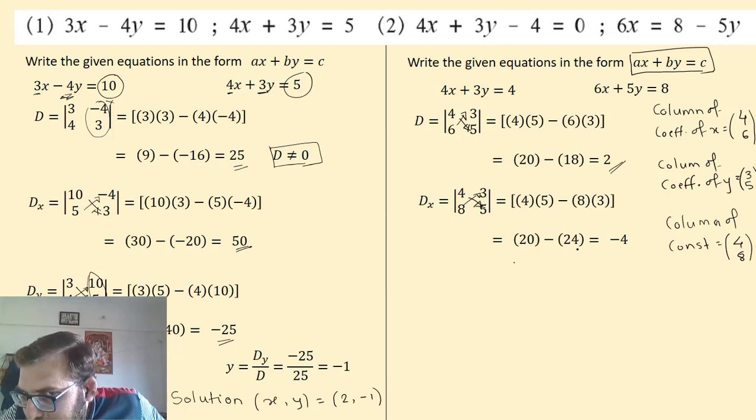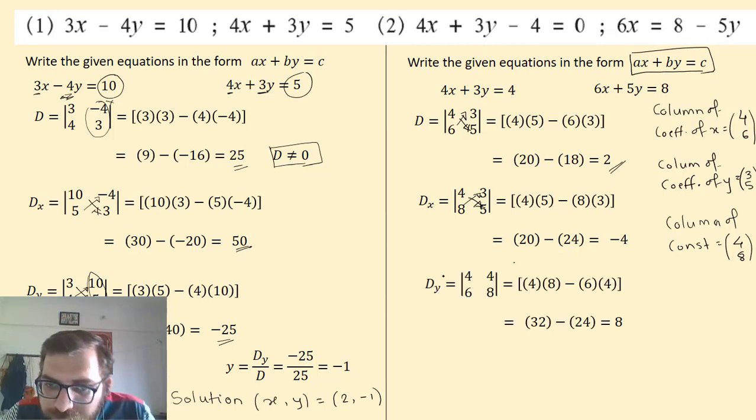8 into 3 will be 24. 20 minus 24 will be minus 4. Let's proceed to the dy. How do we get the dy? By replacing the column of coefficients of y with the column of constants. So we get dy. Replace the column of coefficients of y, that is 3 and 5 in d, by 4 and 8. So you get the determinant 4, 6, 4, 8.